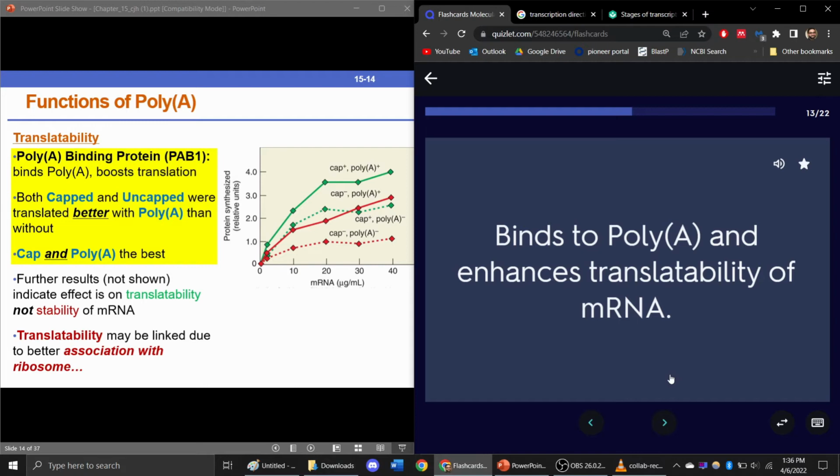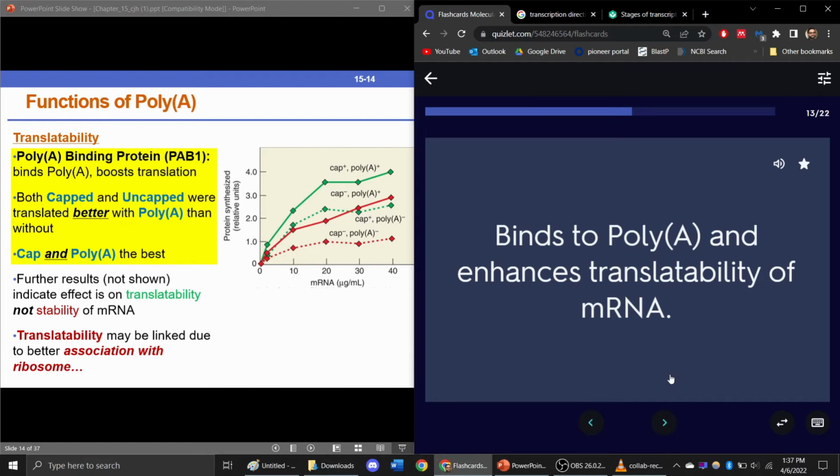So in the last slide, I talked about how having a longer poly-A tail increased association with ribosomes. The reason is that poly-A binding protein 1 is then able to latch onto that poly-A tail and increase its translatability. So it helps in that process. It's not the only thing that affects it. Just longer poly-A's in general associate better with ribosomes. But this is an actor in the story that helps in that regard.